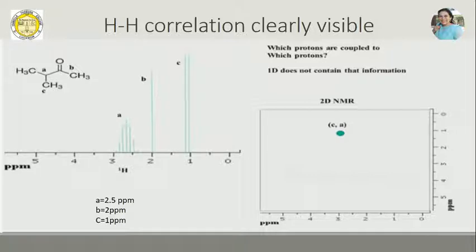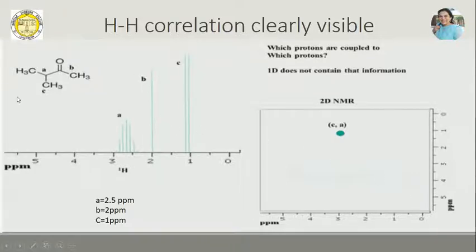This is another type of 2D NMR. Here if you see, the difference is that on both the frequency axes, proton NMR has been plotted. So here a proton NMR has been plotted, and here as well a proton NMR has been plotted. So in such a case, what will happen? We will see which proton is linked to which proton, or which proton is coupled to which proton.